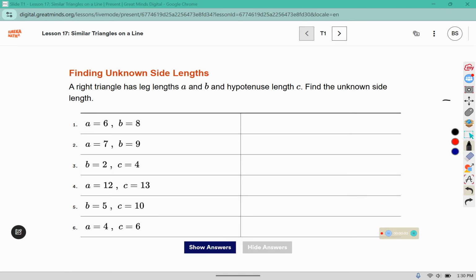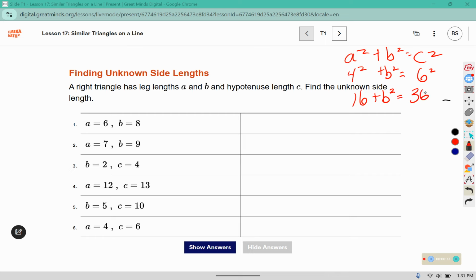A right triangle has leg lengths A and B and hypotenuse length C. Find the unknown side length. So we're using that A squared plus B squared equals C squared, Pythagorean theorem, set up. A is 4. We're not told what B is yet. And C is 6. 4 squared is 16.